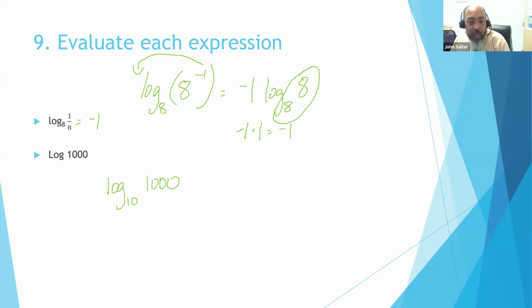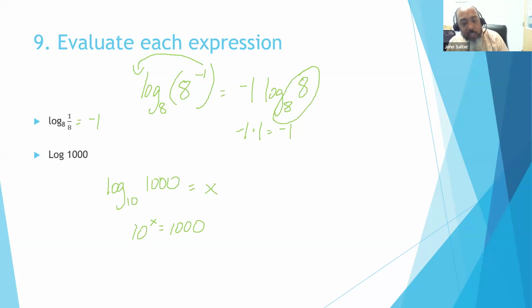All right, I don't know what that equals. I could rewrite this as an exponential. It'll be 10 to the x equals 1,000. So 10 to what number equals 1,000? Well, 10 is one of my special numbers.